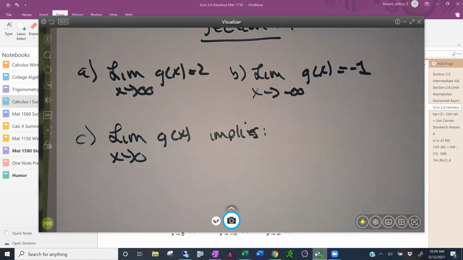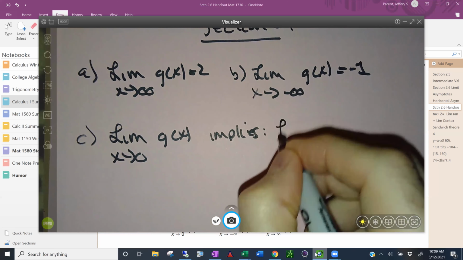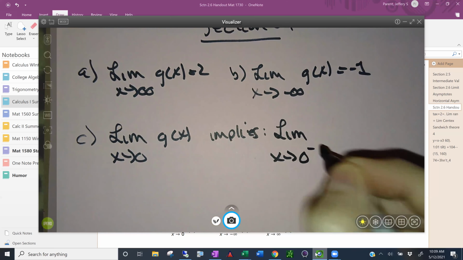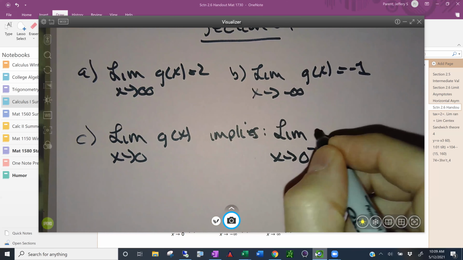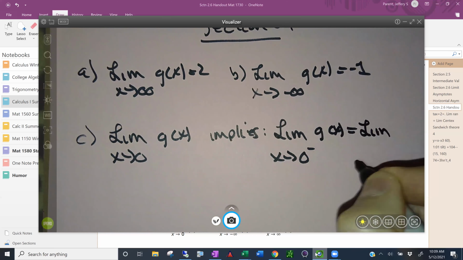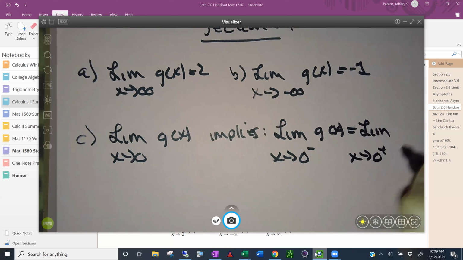Would it be the limit from the left and the right? Yeah, well done. Thank you, Alejandra. So that means that the limit from the left, that is the negative side of 0, of g of x, has to equal the limit from the right of g of x. Those two things have to equal. Well, do they? Let's take a look.